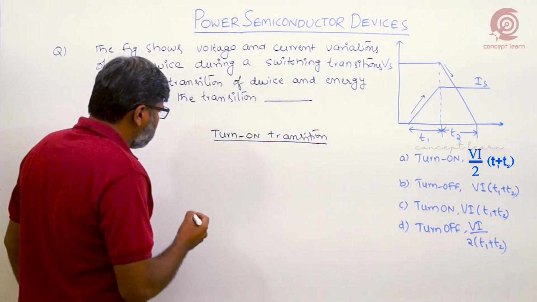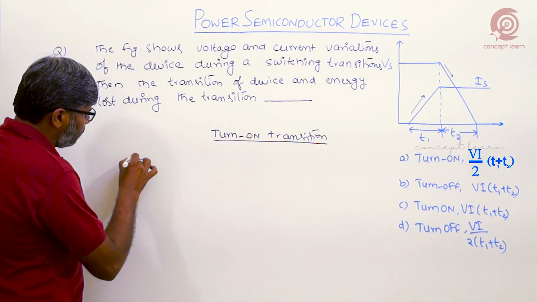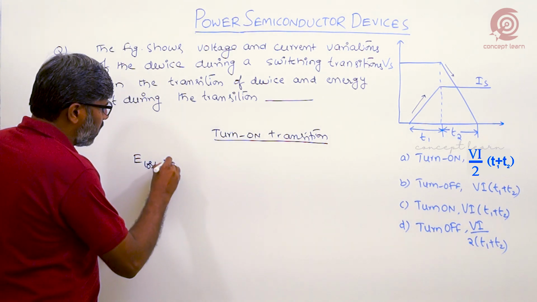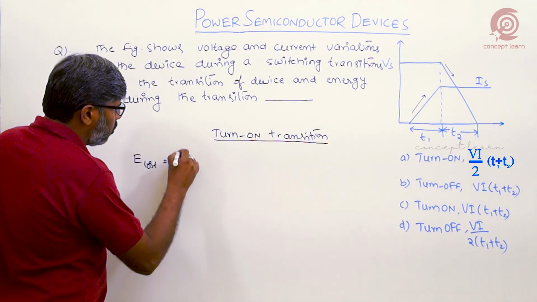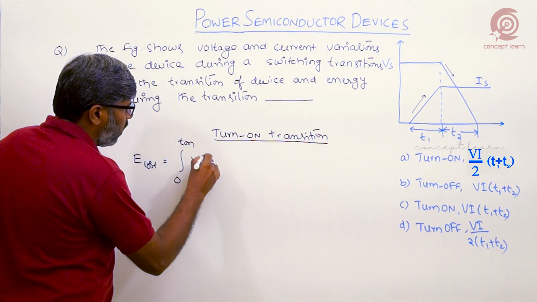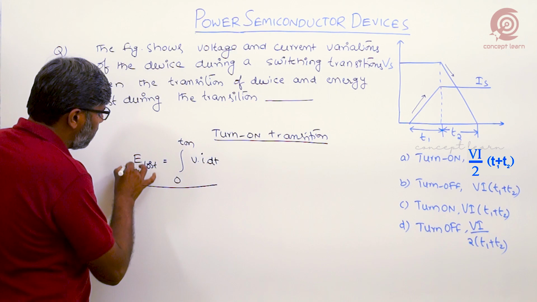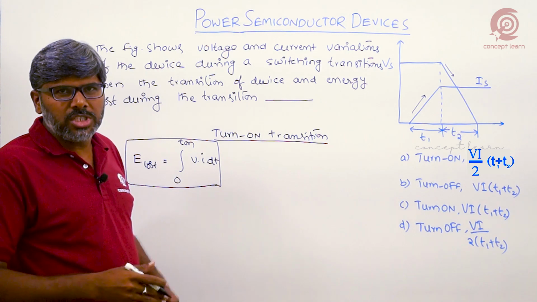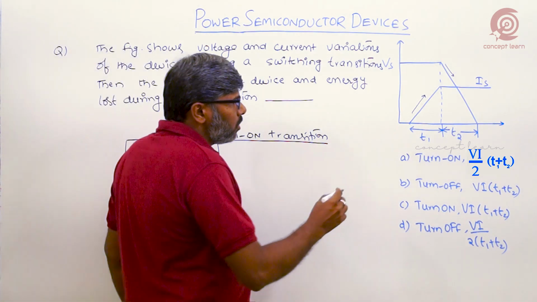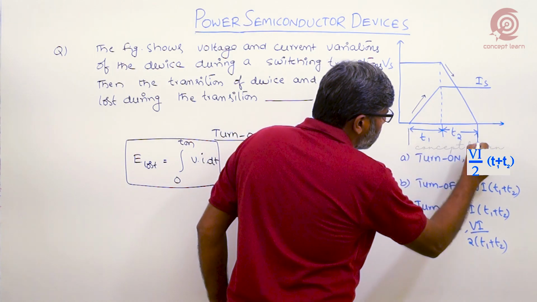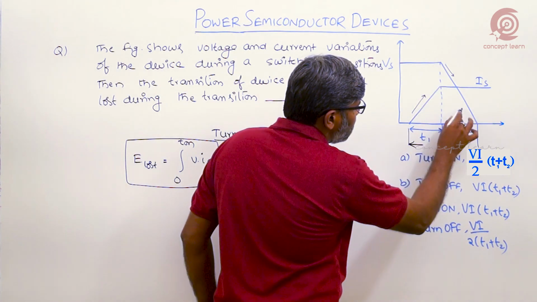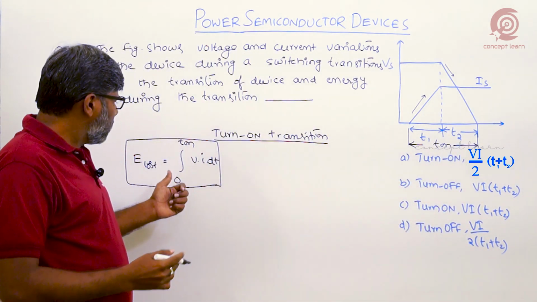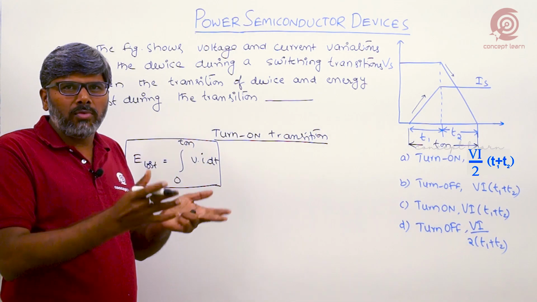The next is, what is the energy lost during this transition? So we know the formula, energy lost is equal to integral from 0 to T on of V into I into dt. This is the standard formula we use to calculate energy lost during the turn on transition. So here this is the total time period during which voltage is decreasing and current is increasing, that is on. Integration is the area of this curve, right?